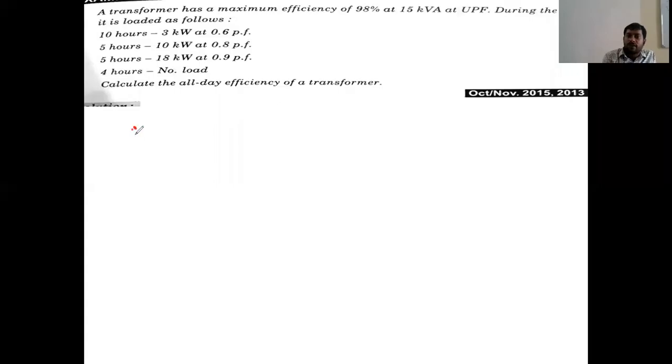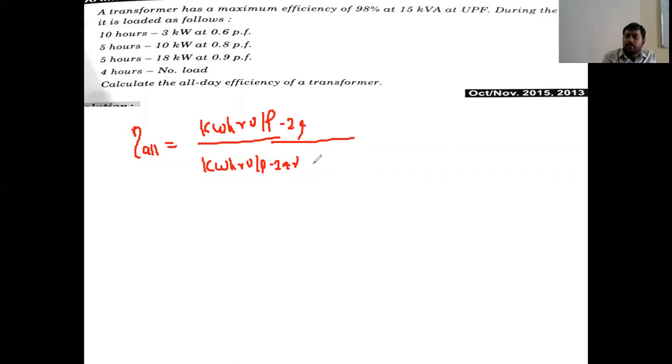So the formula for all-day efficiency is kilowatt-hour output over kilowatt-hour output plus iron losses plus copper losses, for 24 hours, or a day. The iron losses are for 24 hours, and the copper losses are for the load duration. So we should find the iron losses and copper losses.